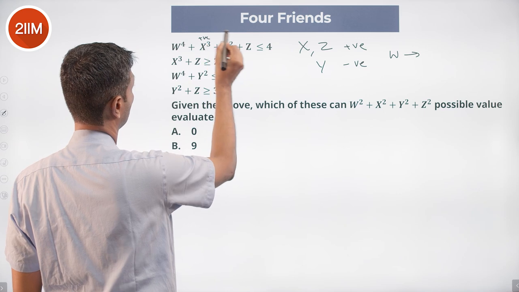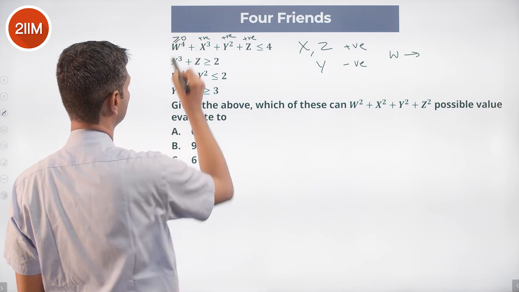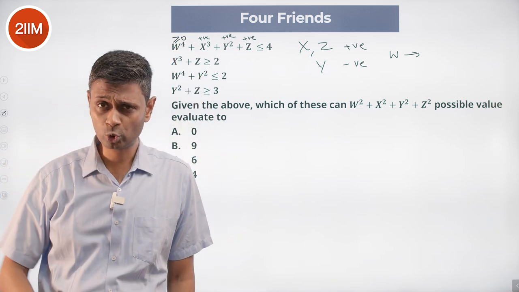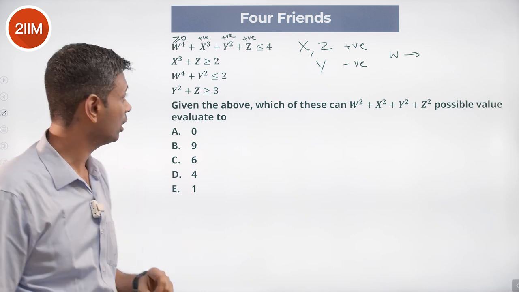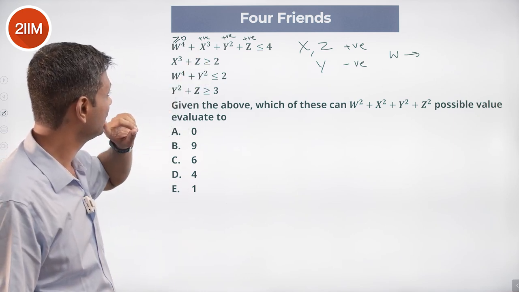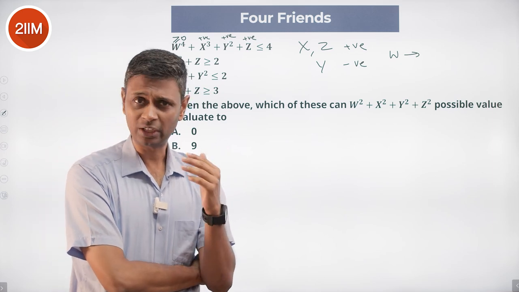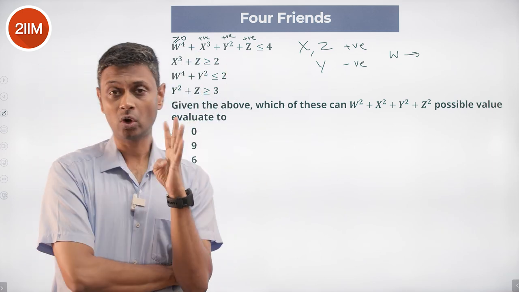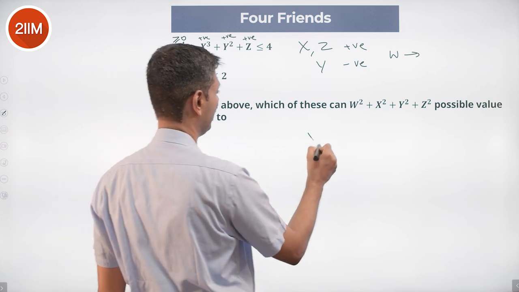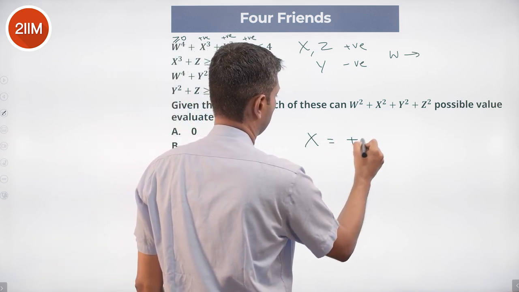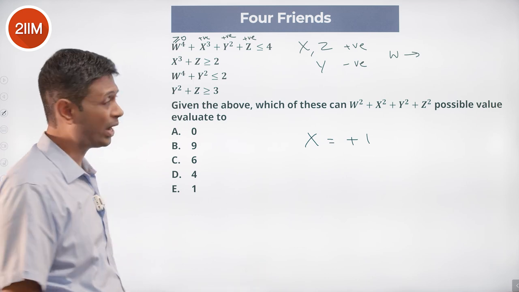X cube is positive, y square is positive, z is positive, this is greater than or equal to 0. Nice, brilliant, super useful. Now, none of these is negative. And that's a beautiful giveaway because x is a positive integer. X cube is 1, 8, 27, any of that. If x cube were 8, this cannot work. All 4 added together is less than or equal to 4. X is positive. Straight away we can say X is equal to plus 1.